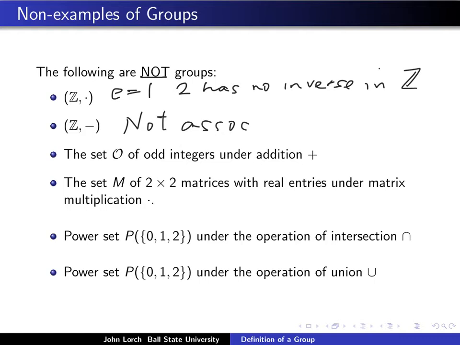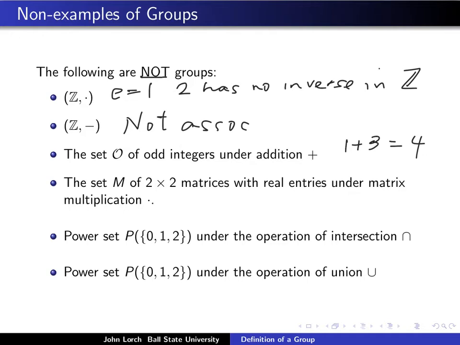Next, we have this set O of odd integers under addition. This fails to be a group for a variety of reasons. The first is that there's no identity that lives within this set of odd integers. You would want the identity to be 0, but 0 isn't odd, so it doesn't live within the set of odd integers. The second thing is that addition isn't even binary on the odd integers. For instance, if I take 1 plus 3, both of those are odd integers. When I add them together, I get 4, which is something that's not odd.